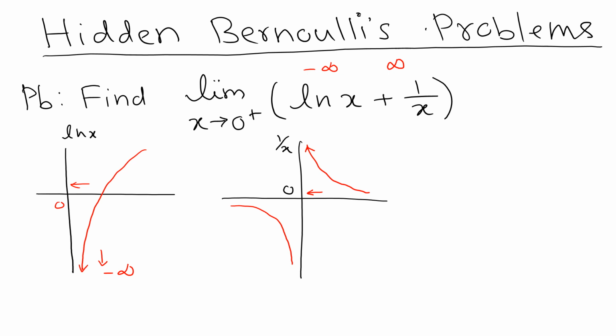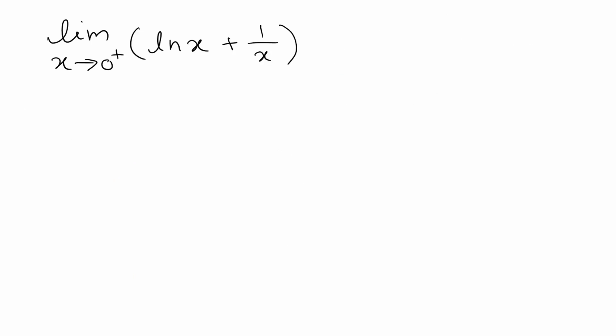So what we have is the limit as x goes to 0 plus of ln x plus 1 over x. If you get an infinity minus infinity problem under type 3, what we normally do is the algebra first. So we can simplify this. The limit as x goes to 0 plus. Let's simplify this one. That's not difficult to simplify. What we normally do is we can put a 1 here.